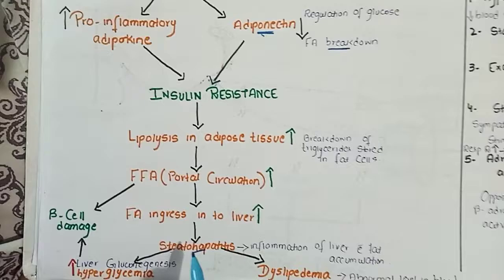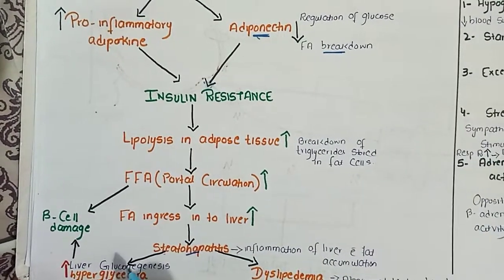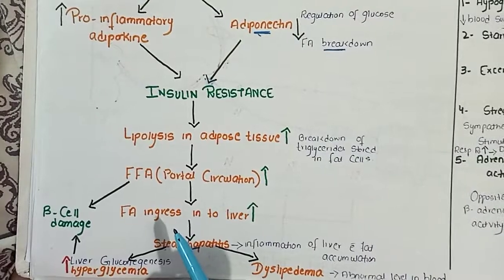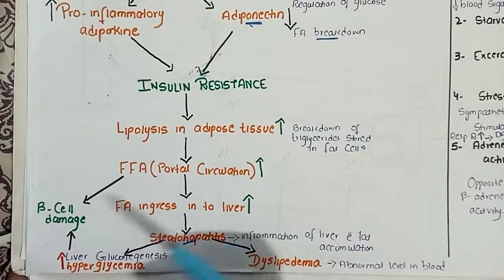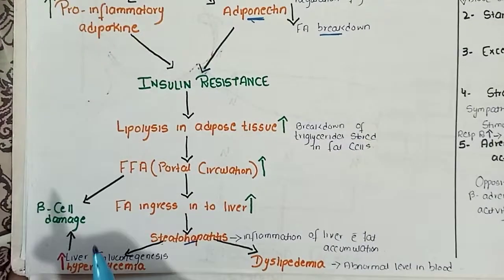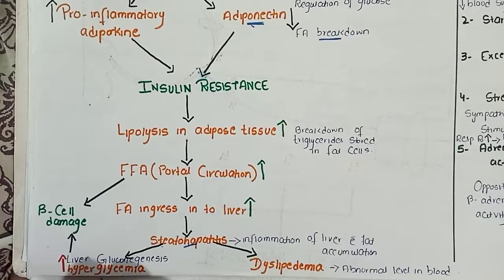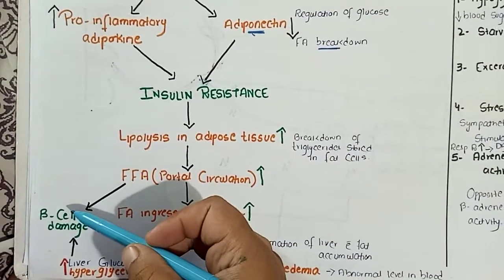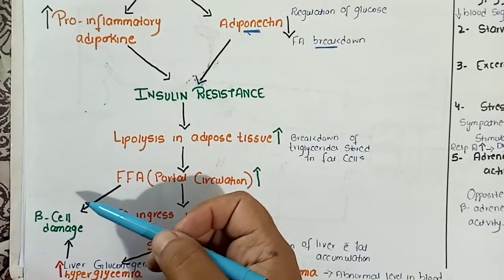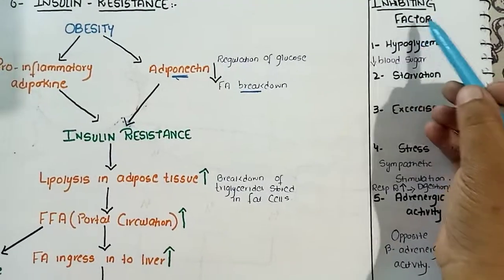So steatohepatitis will cause the liver to increase the rate of the gluconeogenesis, and gluconeogenesis is the genesis of the glucose, and this will cause the hyperglycemia. And I told you just before that hyperglycemia is the stimulating factor of the insulin production. Now I will explain you about the inhibiting factor.